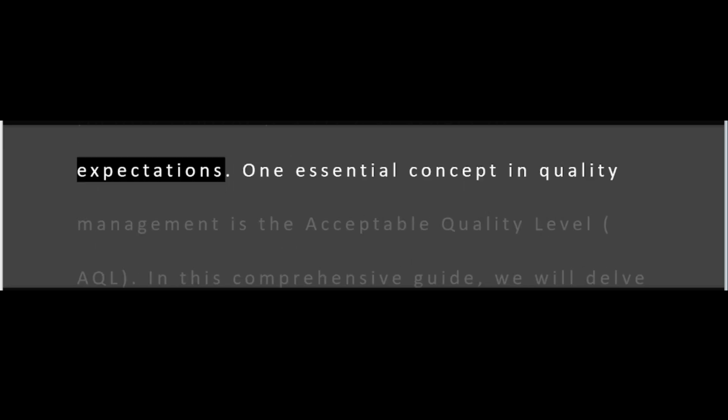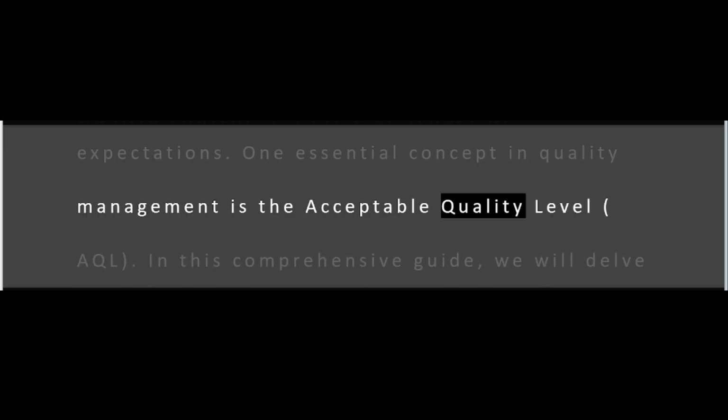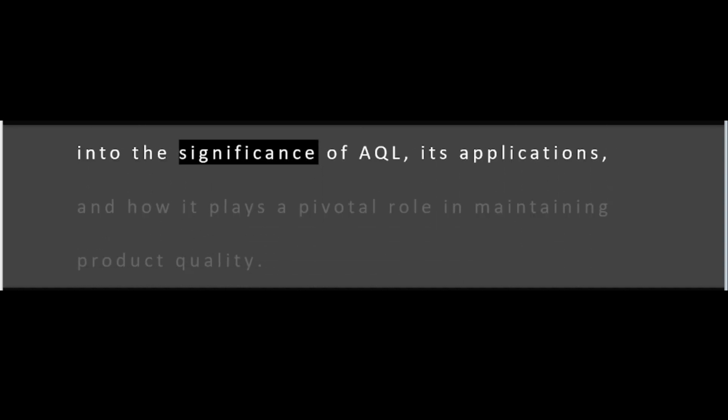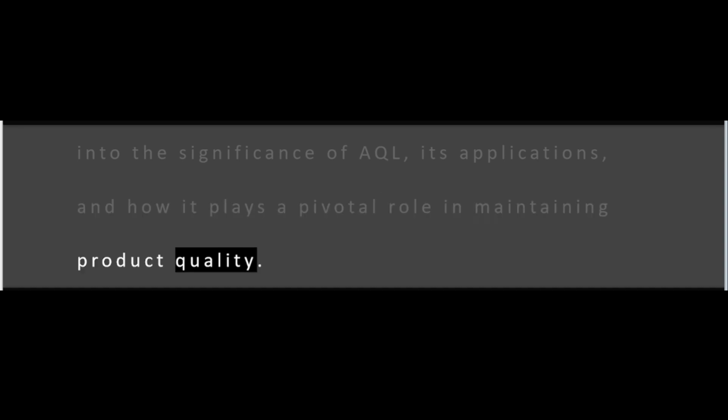Quality control is a critical aspect of manufacturing processes, ensuring that products meet specific standards and customer expectations. One essential concept in quality management is the acceptable quality level, AQL. In this comprehensive guide, we will delve into the significance of AQL, its applications, and how it plays a pivotal role in maintaining product quality.